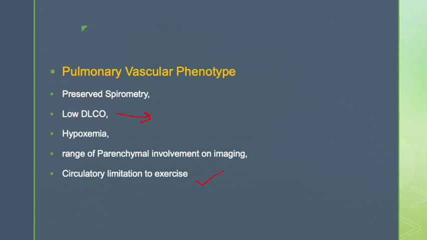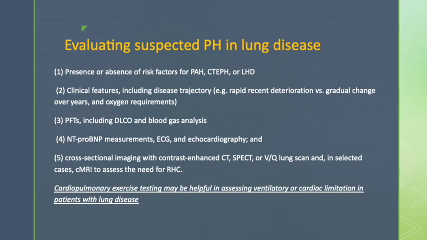So in this group of patients where the spirometry is normal, the DLCO is low because of the vascular component, they are hypoxic and they have a limitation to exercise, evaluation of the pulmonary vasculature becomes very important. What do you do if you suspect pulmonary hypertension in a lung disease? Number one, you look for presence or absence of risk factors for pulmonary artery hypertension, chronic thromboembolic pulmonary hypertension, or heart disease. Once you've looked at the risk factors and you feel this patient may have evidence of vasculature involvement, look for clinical features.